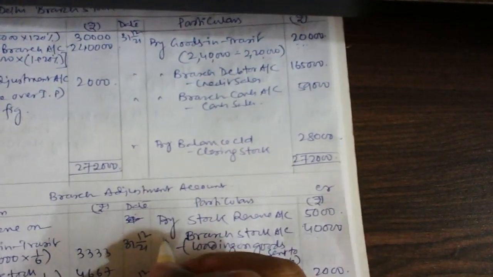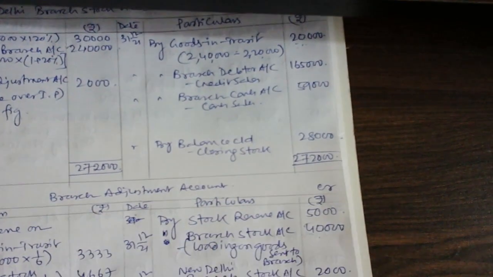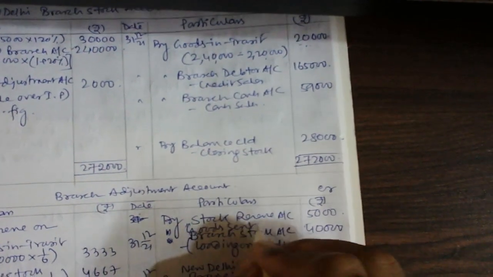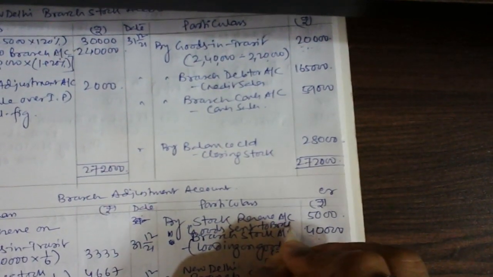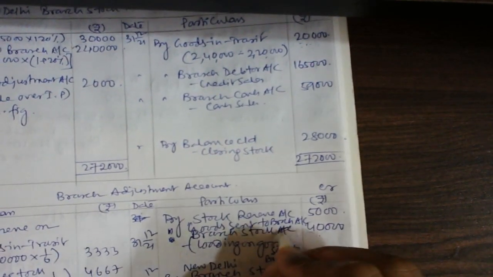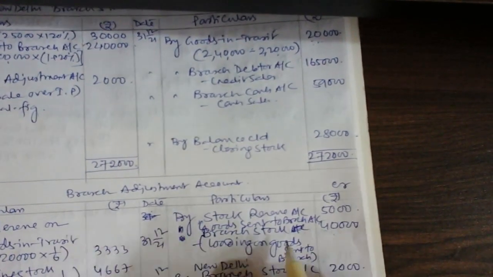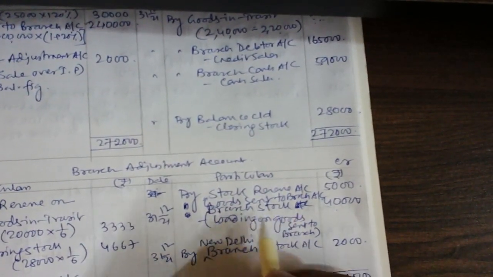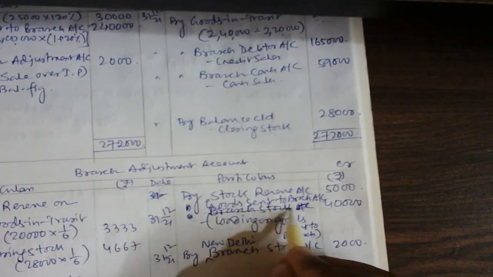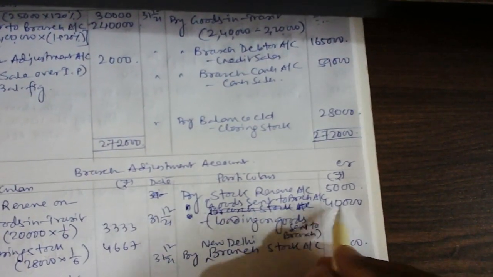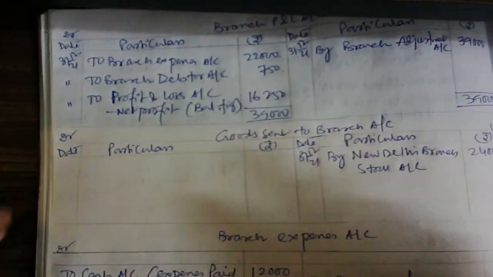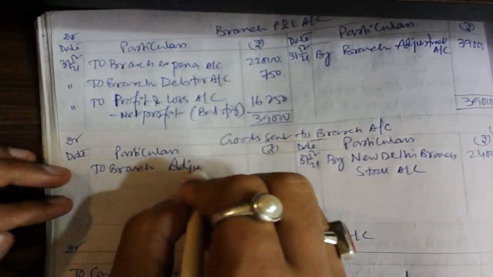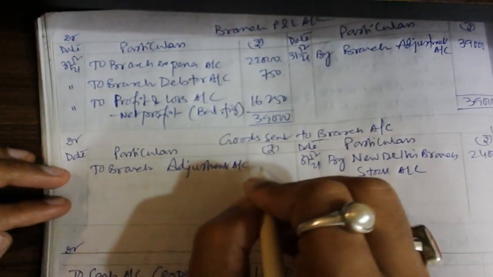Okay guys, write one thing here, write buy. Please write it down, buy. Guys, I made a writing mistake. Write buy goods sent to branch, this is correct. I wrote buy branch stock account, it will not be branch stock, guys. Buy goods sent to a branch, okay, GSTB account. The account will be buy GSTB account, not a branch stock account. So buy GSTB account 40,000. You can erase this. Buy GSTB account 40,000. So you can plot here. So to branch adjustment account 40,000.